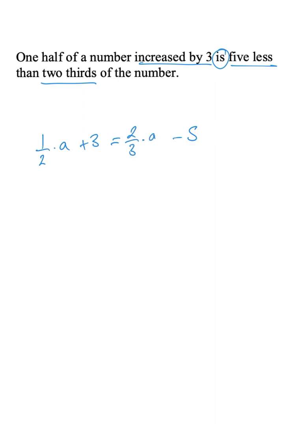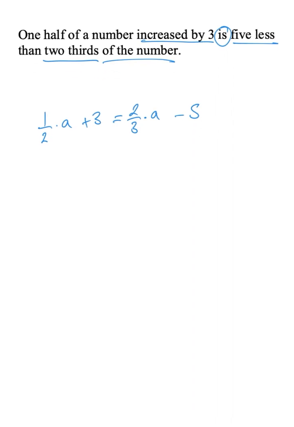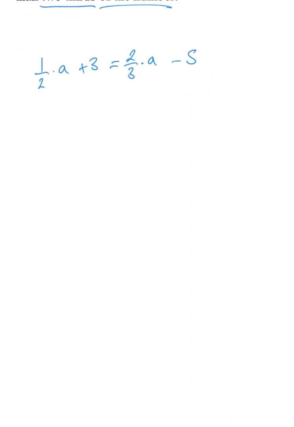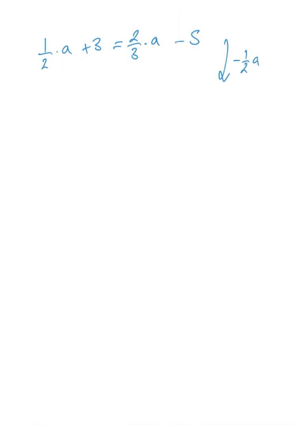2/3 times A. So we want to know what is the number, even though it's not written in the question, it's implicit to the problem. So let's try to find the value of A. The first thing we're going to do is try to get the A's together on the same side of the equation. So let's, for example, subtract 1/2 of A from both sides of the equation in order to have that 3 equals 2/3 of A minus 5 minus 1/2 of A.